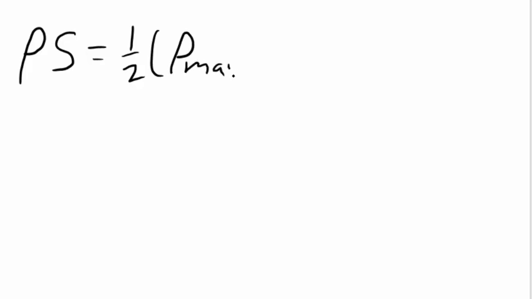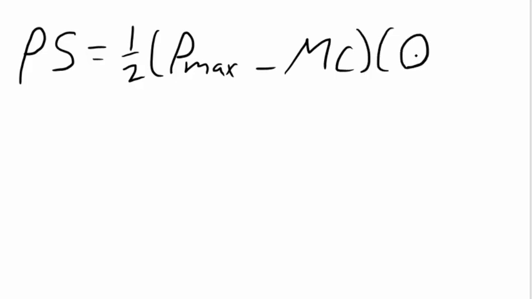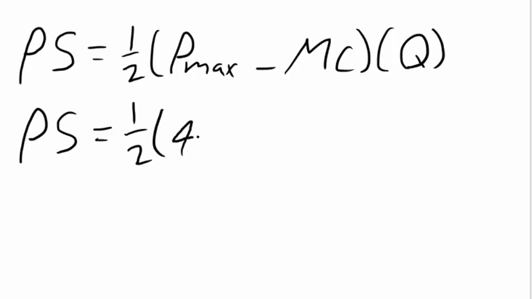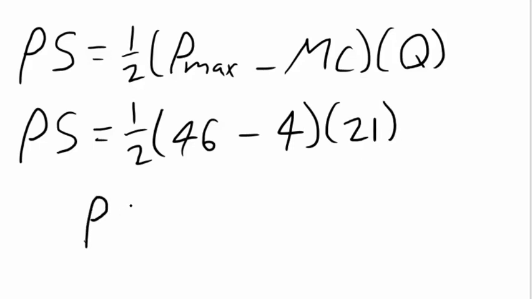So if we were to generalize the formula for producer surplus here, we would have producer surplus equals 1/2 times our P max, or our maximum price, minus our marginal cost, and then times our quantity. And this is the area of a triangle formula. So if we plug in what we know, the 1/2 stays there, and our P max was 46, our marginal cost was 4, and our quantity was 21. And by plugging this all into a calculator, we get a producer surplus of 441. So the producer collects all the surplus in this scenario.